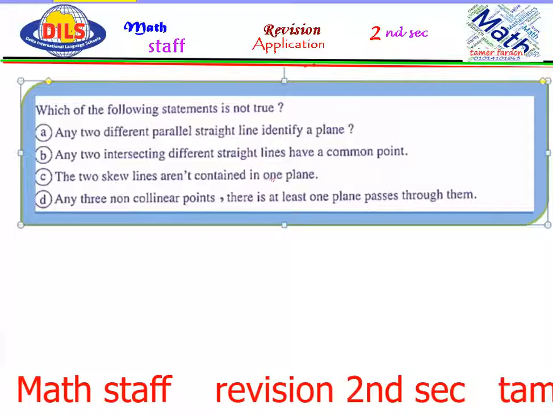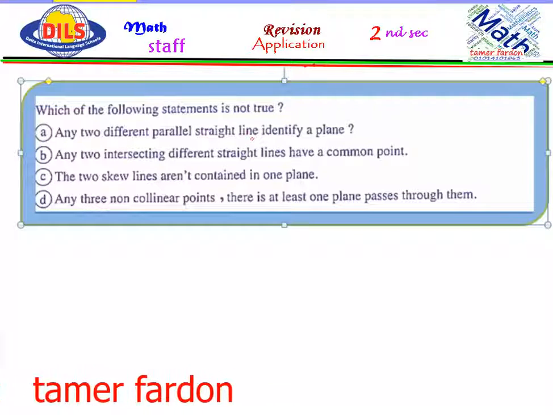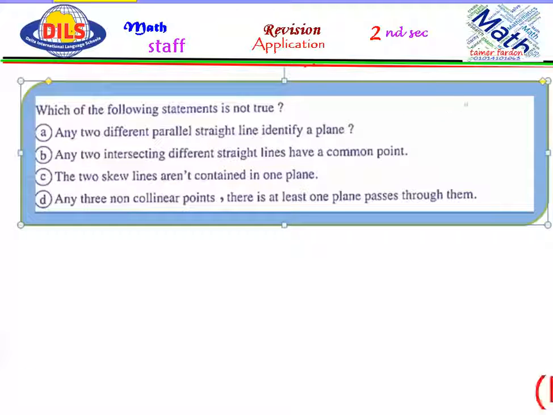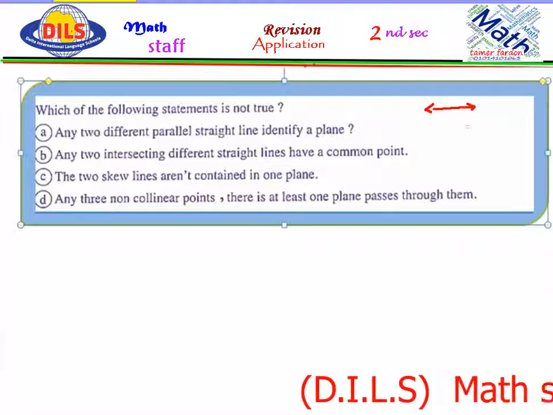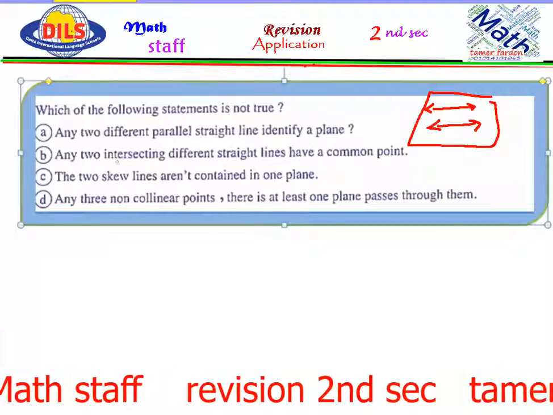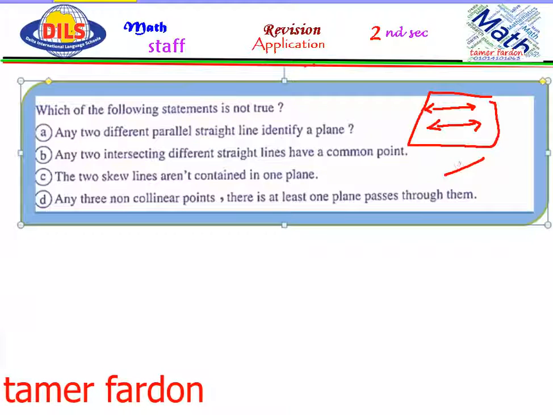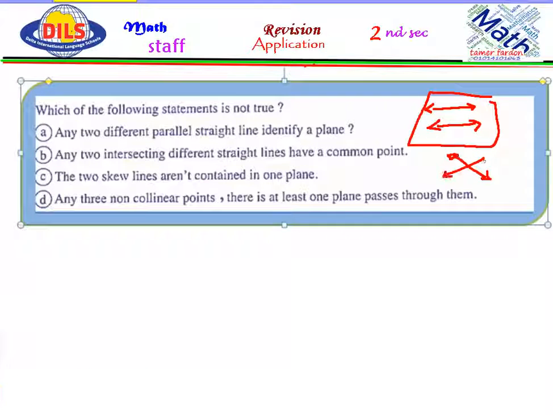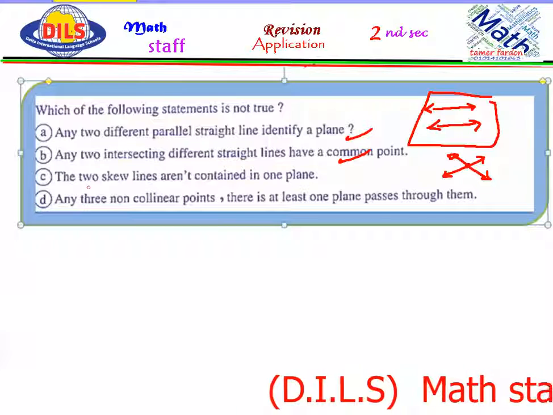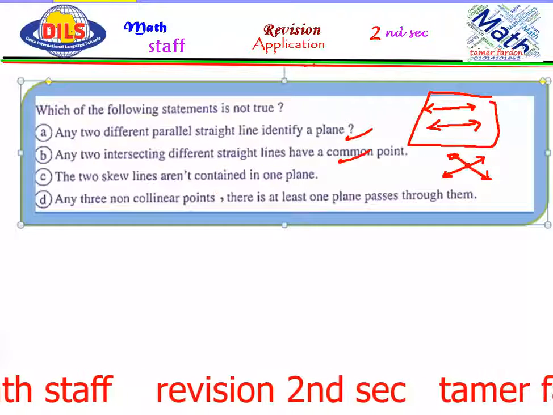Which of the following statements is not true? Any two different parallel straight lines identify a plane. This statement is correct because any two different parallel lines determine a plane. Any two intersecting different straight lines have a common point. This is also true. The two skew lines are not contained in one plane, right?